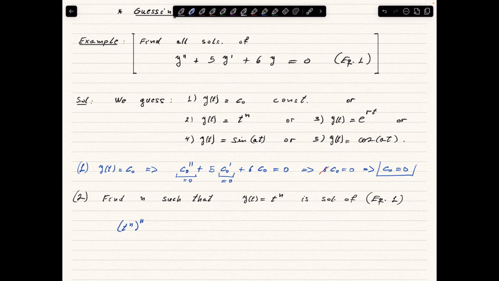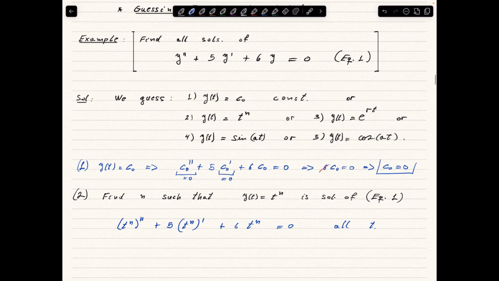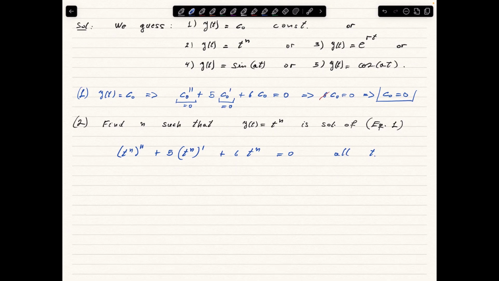So second derivative plus 5 times the first derivative of t to the n plus 6 t to the n, and we are looking for a value of n such that this is 0 for all t. So that is what we want to find. Now, this term over here is the same, 6 t to the power n. For this term, we compute the derivative, and if you recall, with the 5 here, the derivative is n t to the power n minus 1. This is the first derivative.